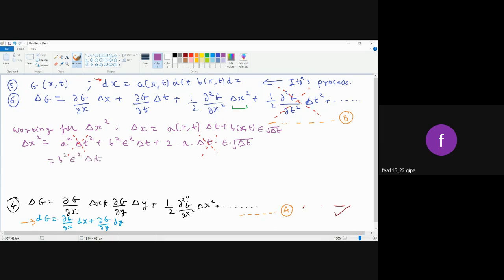Let's try to simplify this a bit. Now, epsilon is a random number which is drawn from a standard normal distribution, which has a mean of 0 and a variance rate of 1. So we are going to use that to simplify this thing. If I were to write this in a normal variance equation format, simplifying.